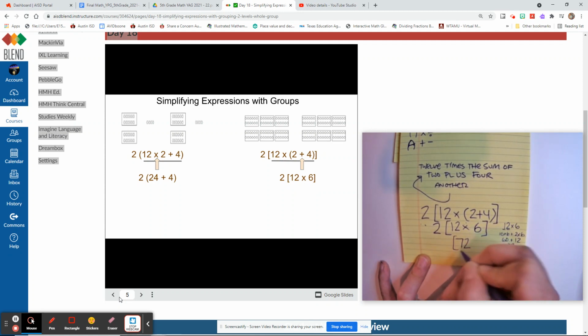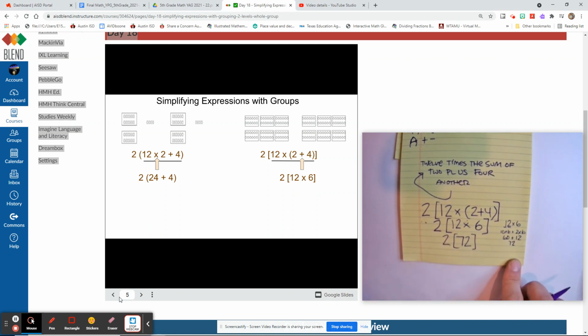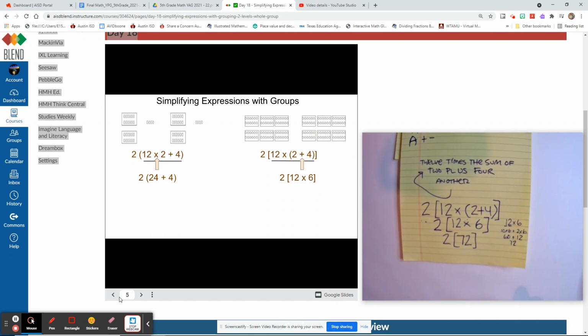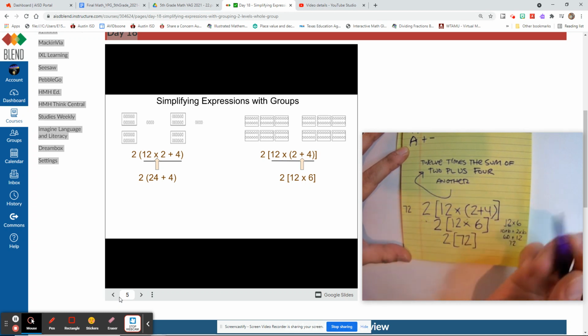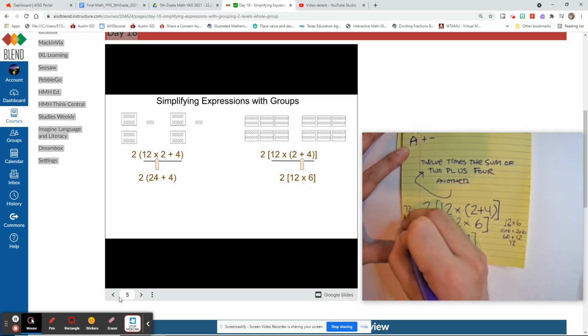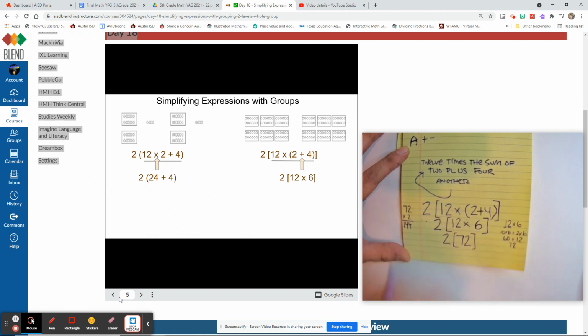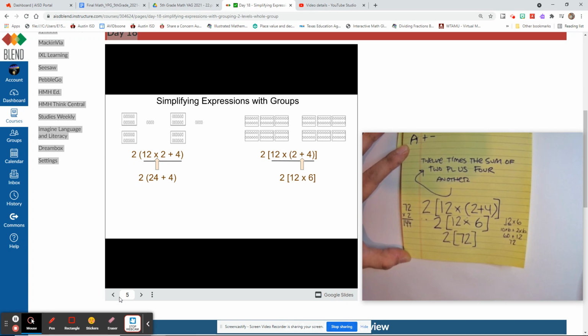But now we cannot remove the brackets yet because we still have to figure out what 2 groups of 72 is. Once again, you can use the regular algorithm. I'll try and do this 2 ways. Regular algorithm: 2 times 2 is 4. 2 times 7 is 14. So 72 times 2 is 144.